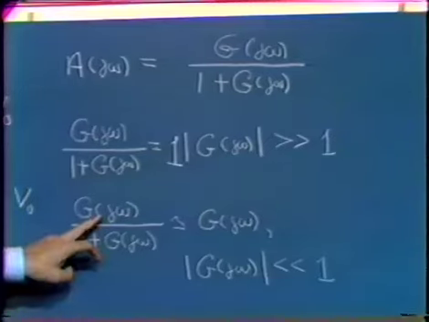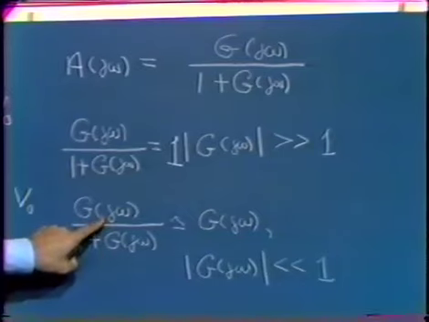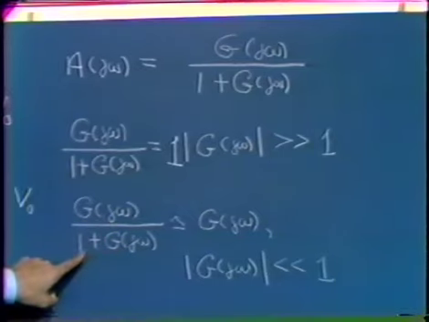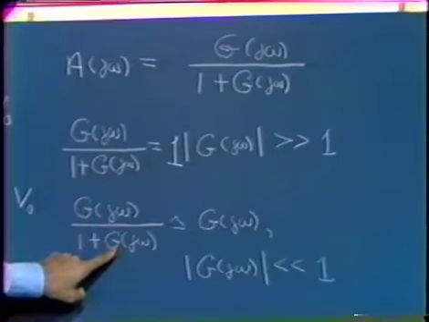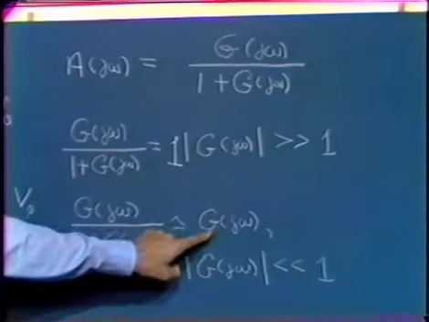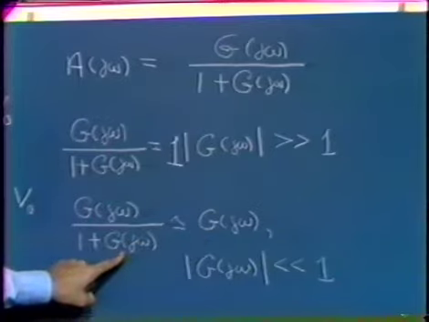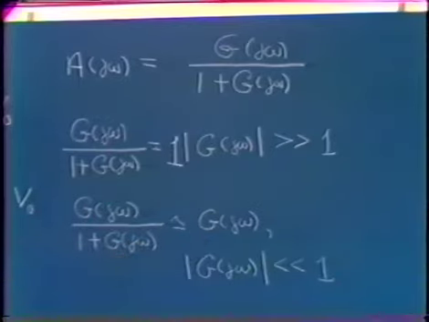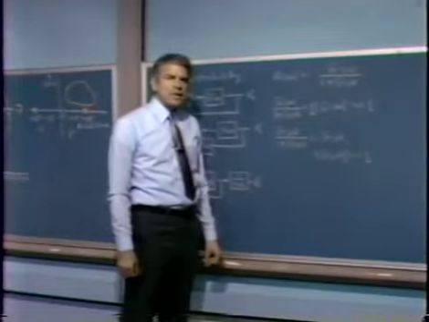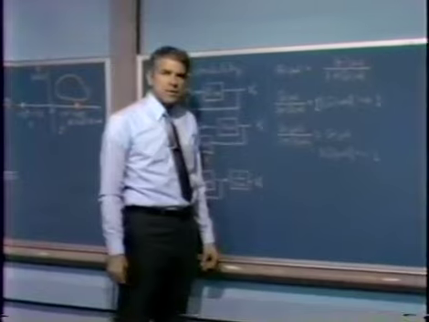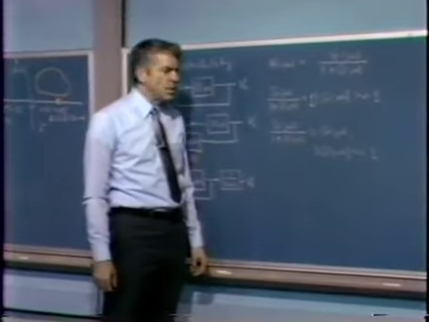At the other end, when G of j omega is very small, the denominator is dominated by the 1 term, and under those conditions, the ratio G over 1 plus G is just about equal to G itself. Under those conditions, G is not important in the denominator. The difficulty in the evaluation comes when we're working at magnitudes of G of about 1. There, the angle of G has a very profound effect on the quantity G over 1 plus G.